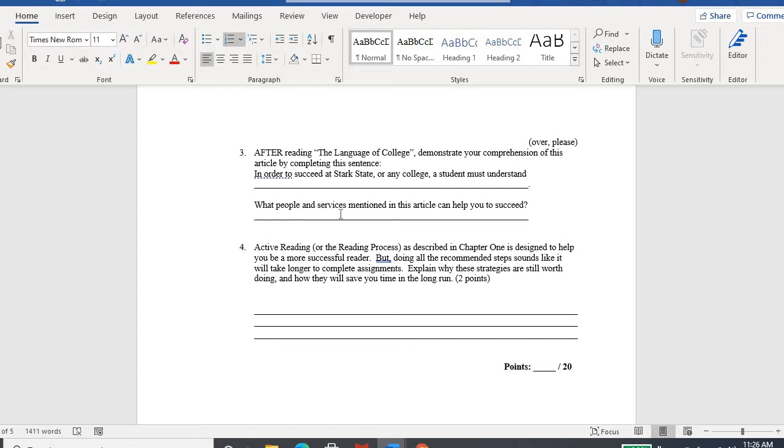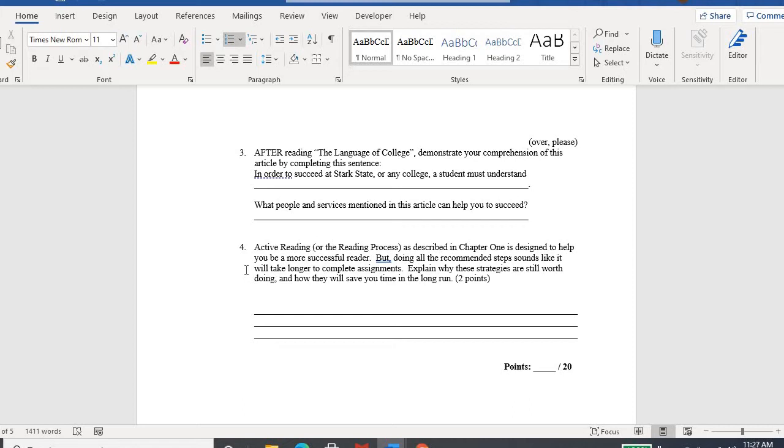And then, what people and services mentioned in this article can help you succeed? They do mention a couple of different people and services, so maybe pull one of those out and talk about how they could help you. And then question four says the reading process, which I've alluded to, before you read, while you read, after you read, is designed to help you be a more successful reader.